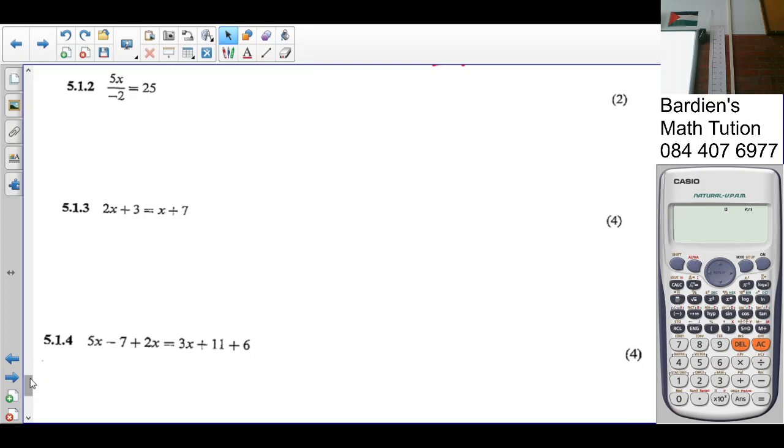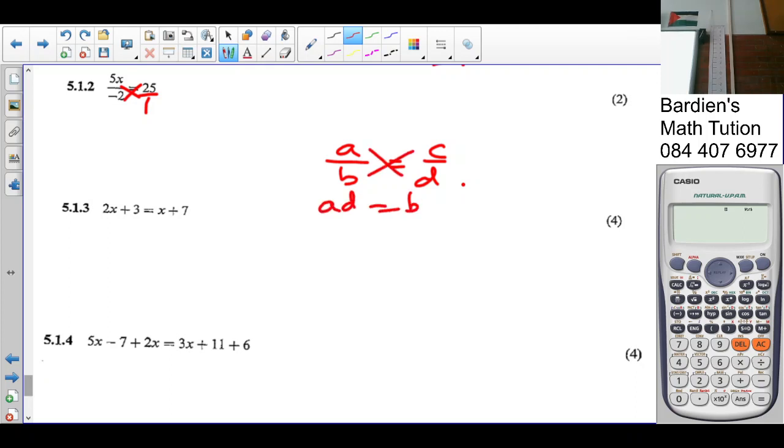So what do I do here? Yes, okay, well done. So what you did was you cross multiply. Whenever there is a fraction on either side of the equal sign, make a note there if you don't know this, we can cross multiply. So AD is equal to BC, or A times D is equal to B times C. Whenever there's a fraction on either side of the equal sign, we can apply this rule.